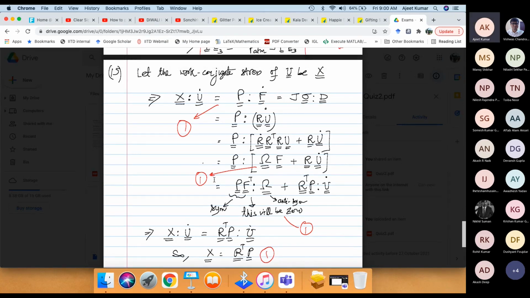Yeah, tell me. Sir, this operation which we did, like P double contraction omega F plus RU dot. After that, we took out F transpose on the right hand side and R transpose on the left hand side of P. Is there any method to do this, or can you show it using indicial notation that it will indeed come out this way? So in exams we can directly write this step, or do we need to show it?